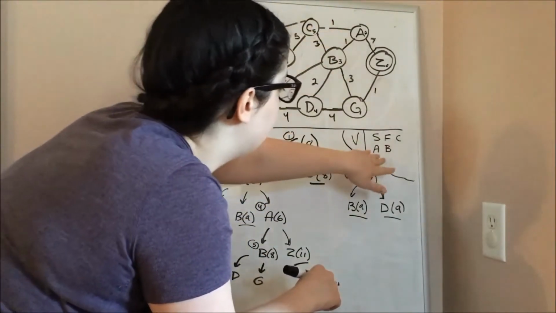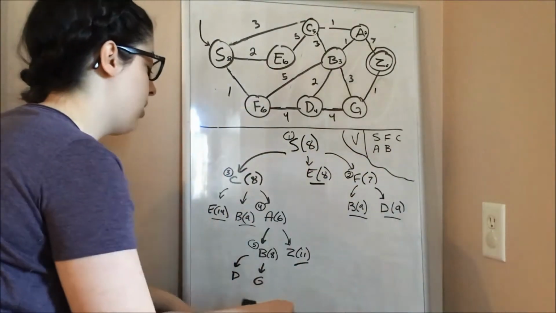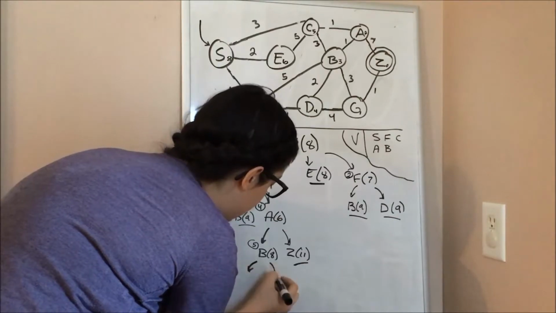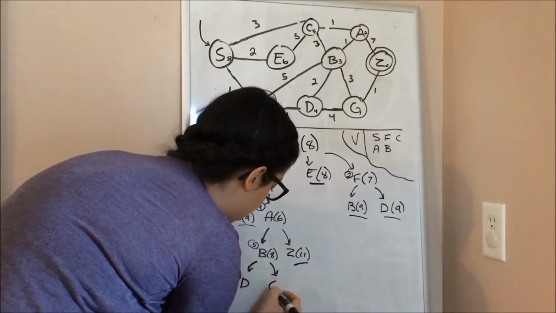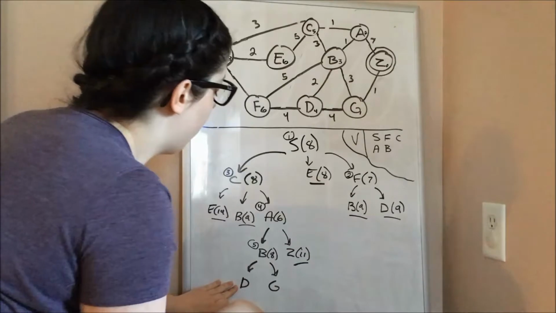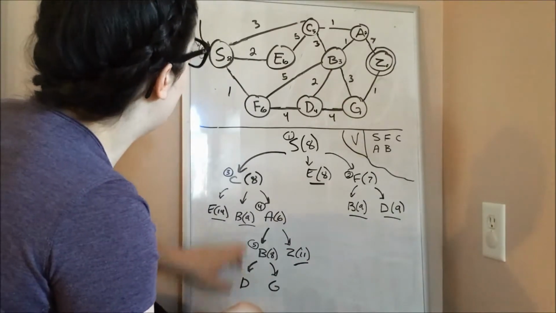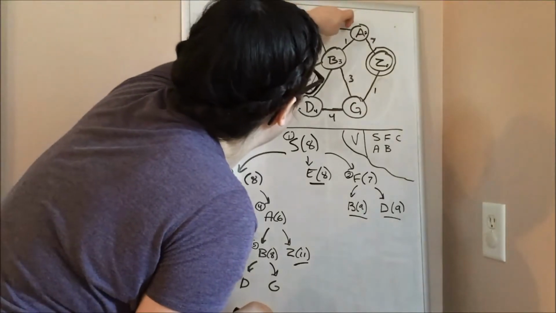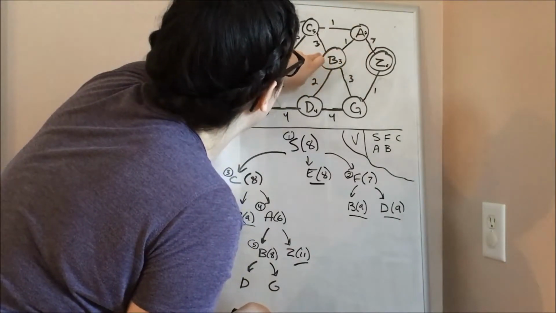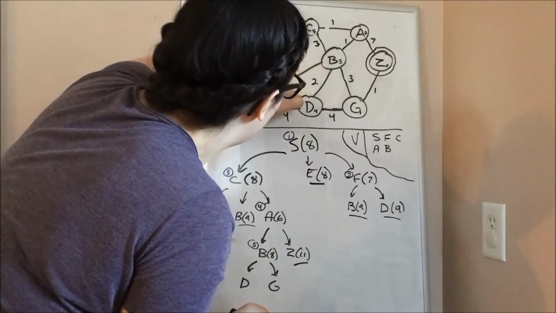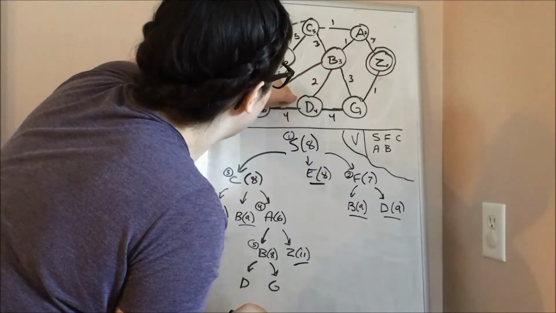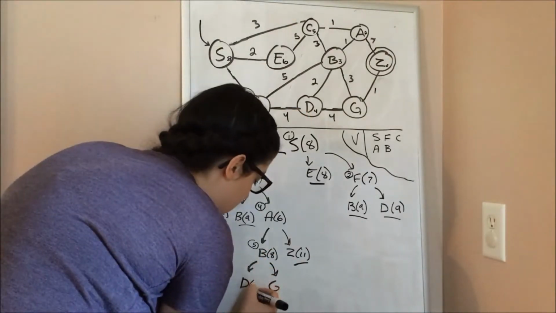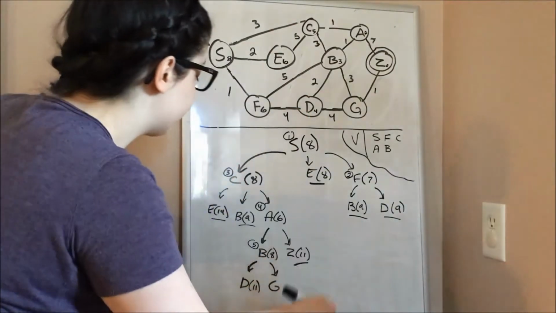And it can go to A, but A is already in the visited set. So it can go, and I'll just rearrange this that way it's easier. D and G. Okay, so the value at D along this path is 3 plus 1, which is 4, plus 1, which is 5, plus 2, which is 7, plus the heuristic value 4, which is 11. So D has a value of 11.